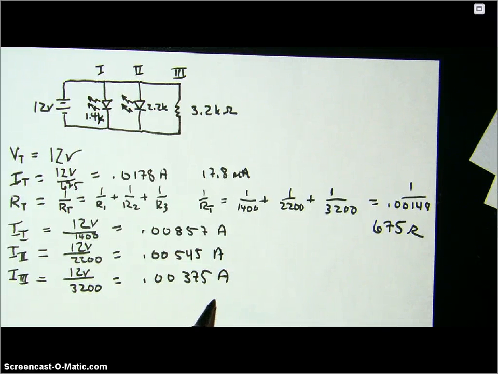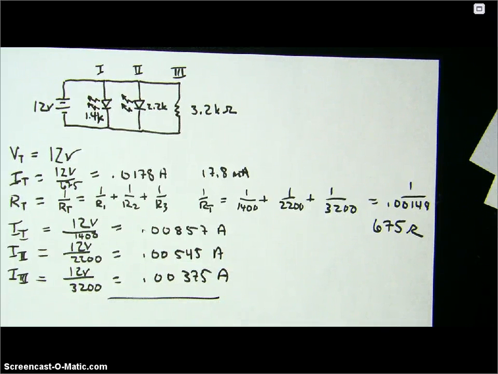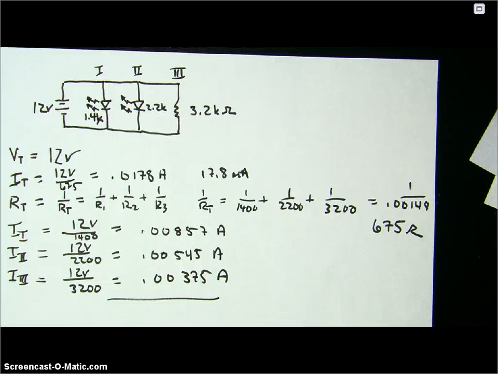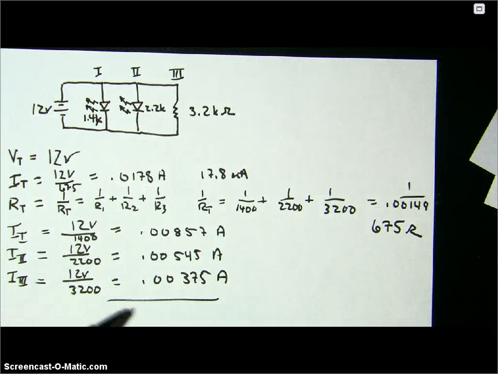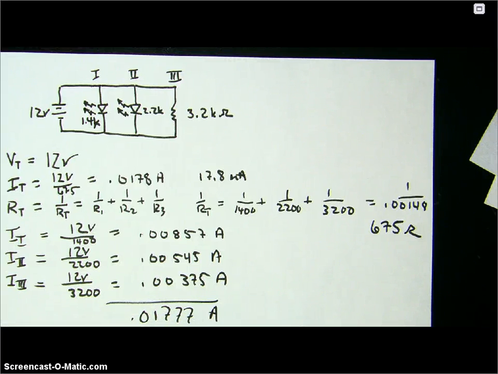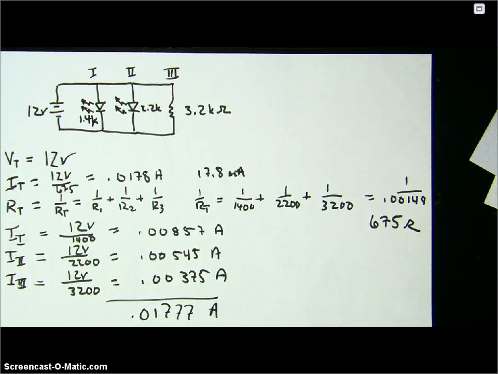Okay, when I add these three together, guess what it equals? Not the voltage, right? This is the current one. Up top here we had 0.0178. I rounded. I actually got 0.01777 amps. So it ended up being pretty close to proving that law.